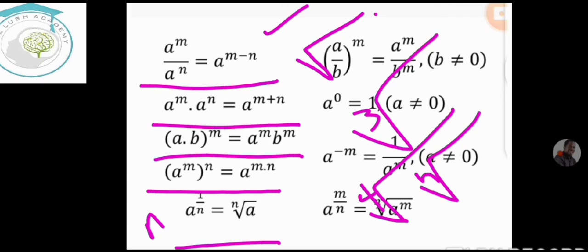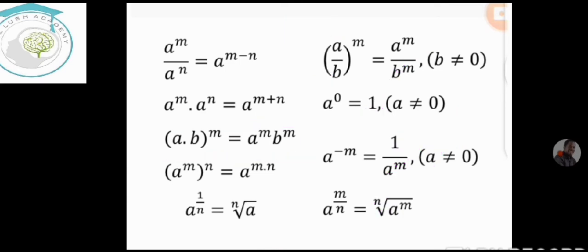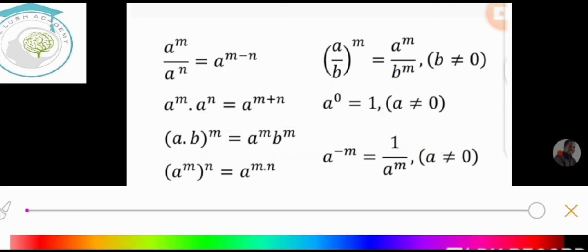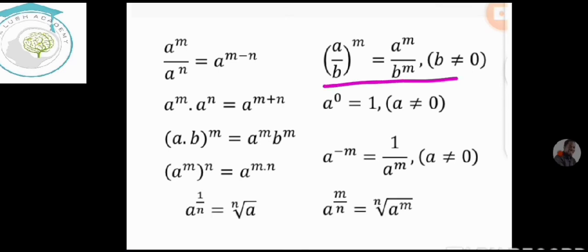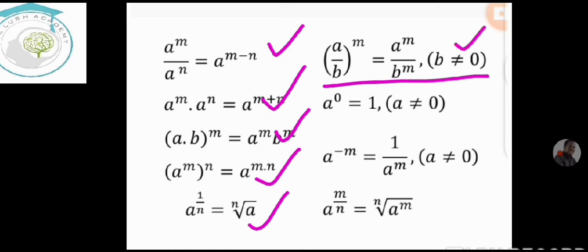Okay, can we continue? Can we keep going? Okay, where did we stop? Right here. Good. Now the next law, we've treated these laws 1, 2, 3, 4, 5. 5 laws. Okay, a over b, all brackets m, is the same thing as a to the power of m over b to the power of m, as long as, look at this, b is not equal to 0. This sign means not equal.